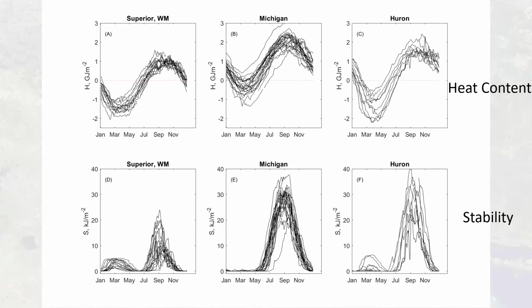And I think that those differences in depth are going to play a role in understanding. One thing that I find really fascinating is if you look at the range of heat content in Superior and Michigan, they're both small. Huron has this huge range. And I think it might simply be that there's more water there for it to cool down.